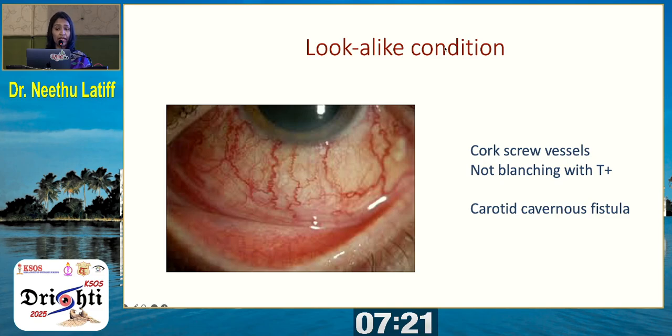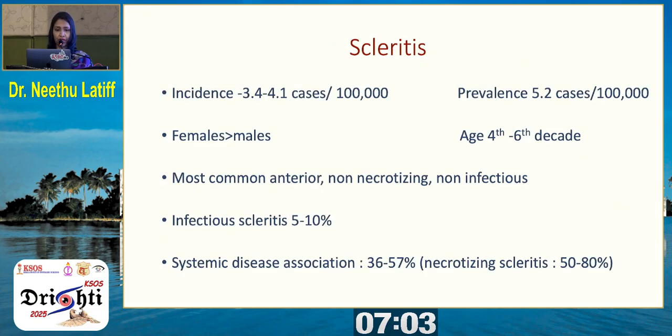Now, a look-alike condition, like what you see in this picture, is corkscrew conjunctival vessels. Most of these vessels you can see in carotid cavernous fistula, so when you are in doubt, it's better to put a drop of topical phenylephrine. And in episcleritis, the vessels blanch with phenylephrine.